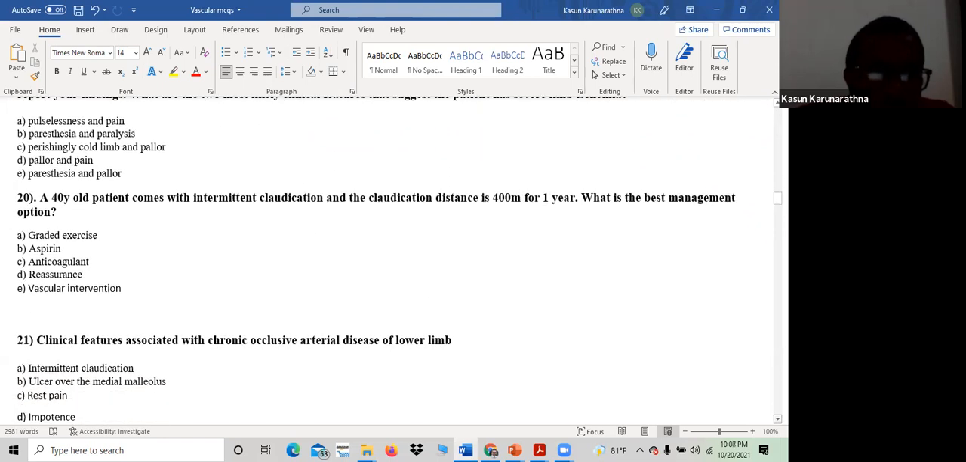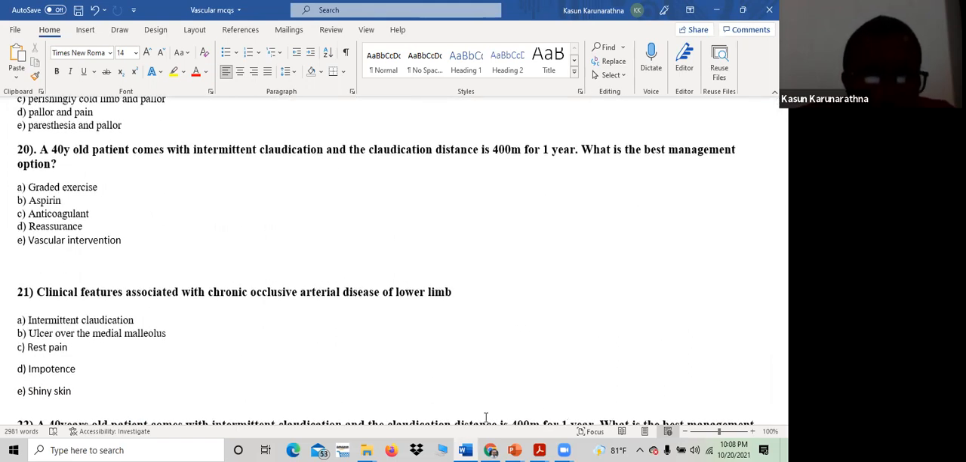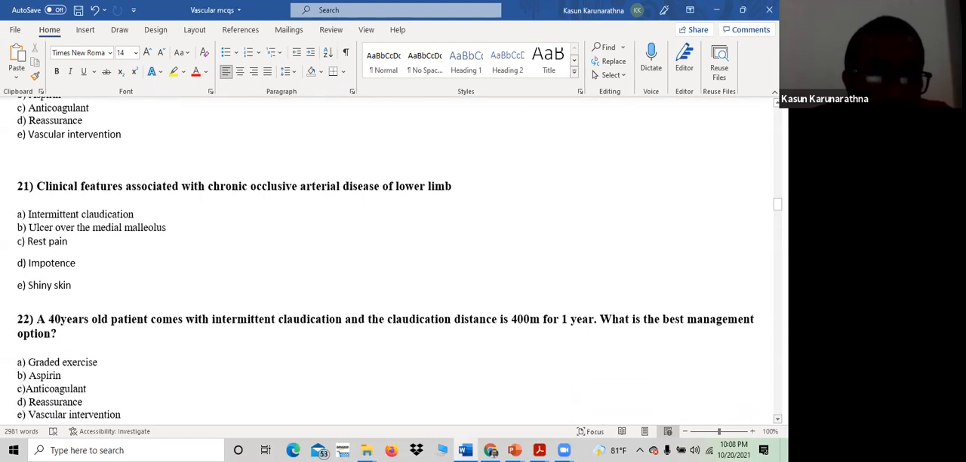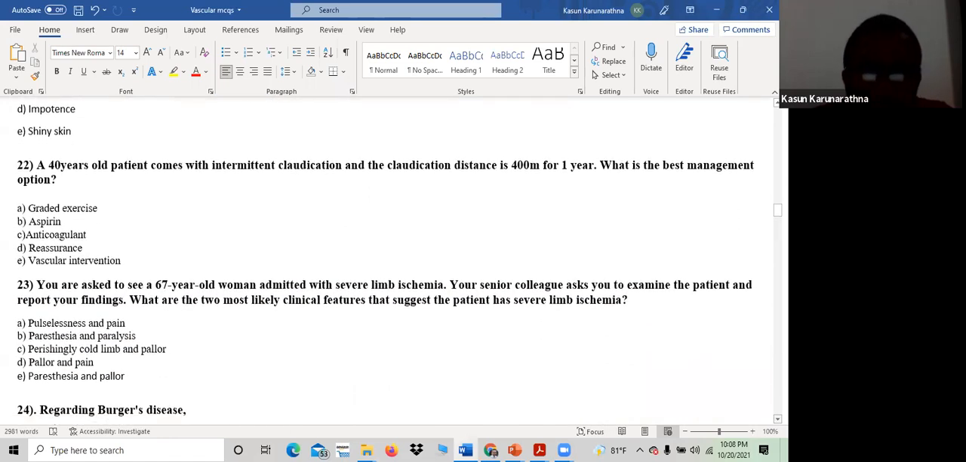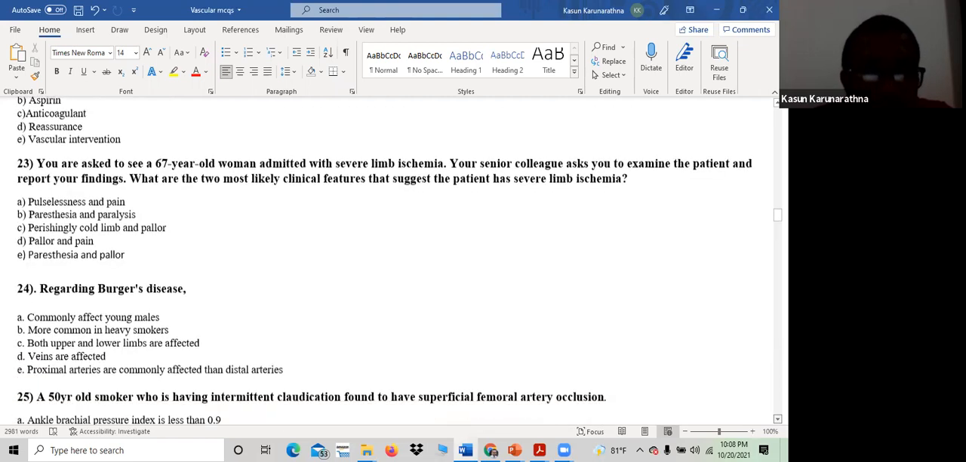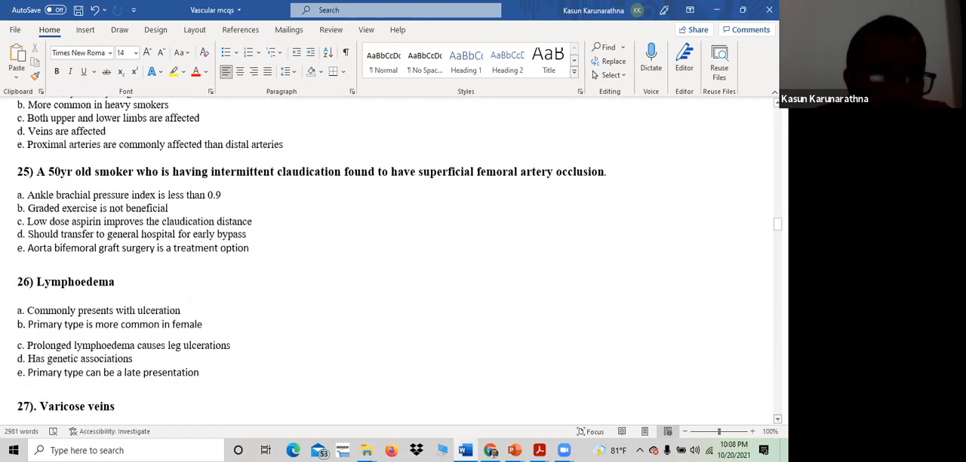Question number 20. A 40-year-old patient comes with intermittent claudication and claudication distance 400 meters. What is the best management option? Again, same question, no? Answer A. Right. All right. Clinical features associated with the same question. We did this. 22 also same one, no? Regarding Buerger's disease, again same one. Right. Question number 25.